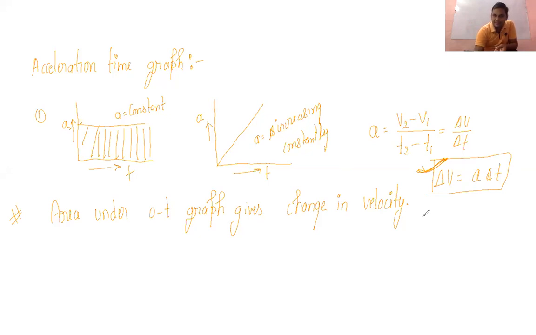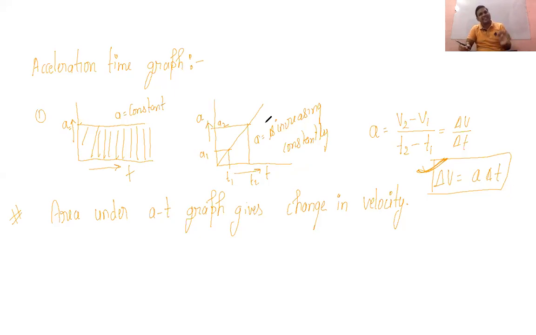The second graph, sir, please explain it once again. Okay. The second graph is showing that at time t1, your acceleration is a1, and at time t2, your acceleration is a2. Meaning every time the acceleration is going to increase. Here acceleration is increasing constantly, meaning in a uniform manner. If you have a constant acceleration, then your velocity is going to increase.